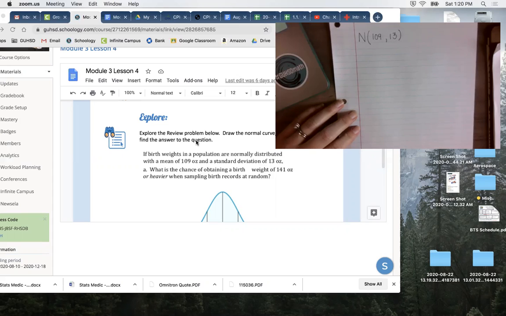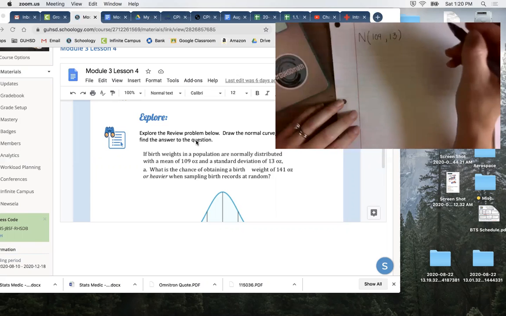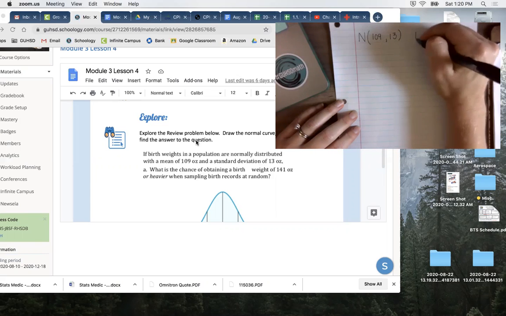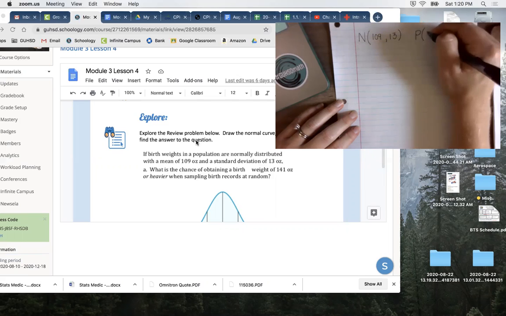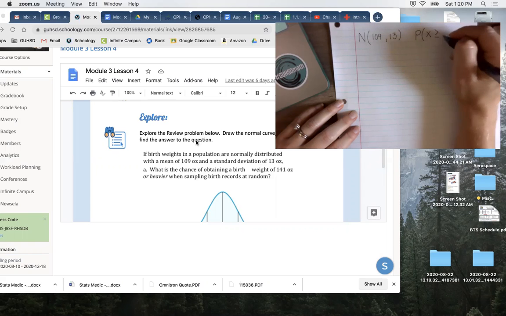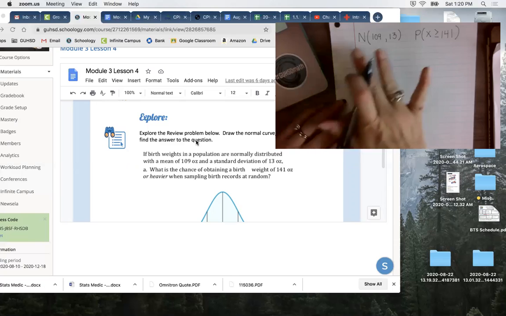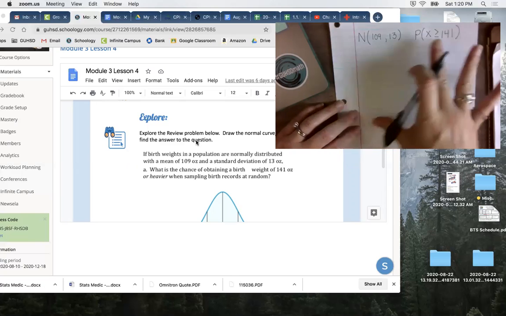What is the chance of obtaining a birth weight of 141 ounces or heavier when sampling birth medical records at random? Okay, so what I'm calculating is the probability of getting a birth weight that is greater than or equal to, and it doesn't really make a difference, but I'm going to put that, 141 ounces or bigger. That's really what I'm calculating. So that's the first thing that I'm going to do.